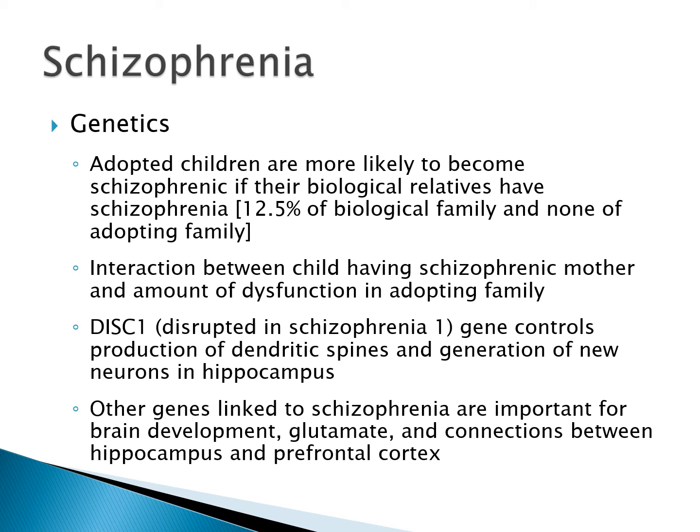This makes it look like it's really not environmental, as we're doing those concordance rates, but it's really not that straightforward. We really are inheriting a genetic predisposition, and there appears to almost need to be some dysfunction in the family for us to see that predisposition come to fruition. So there's an interaction between the child having a schizophrenic mother and the amount of dysfunction in the adopting family, when they've looked at those adoption studies.